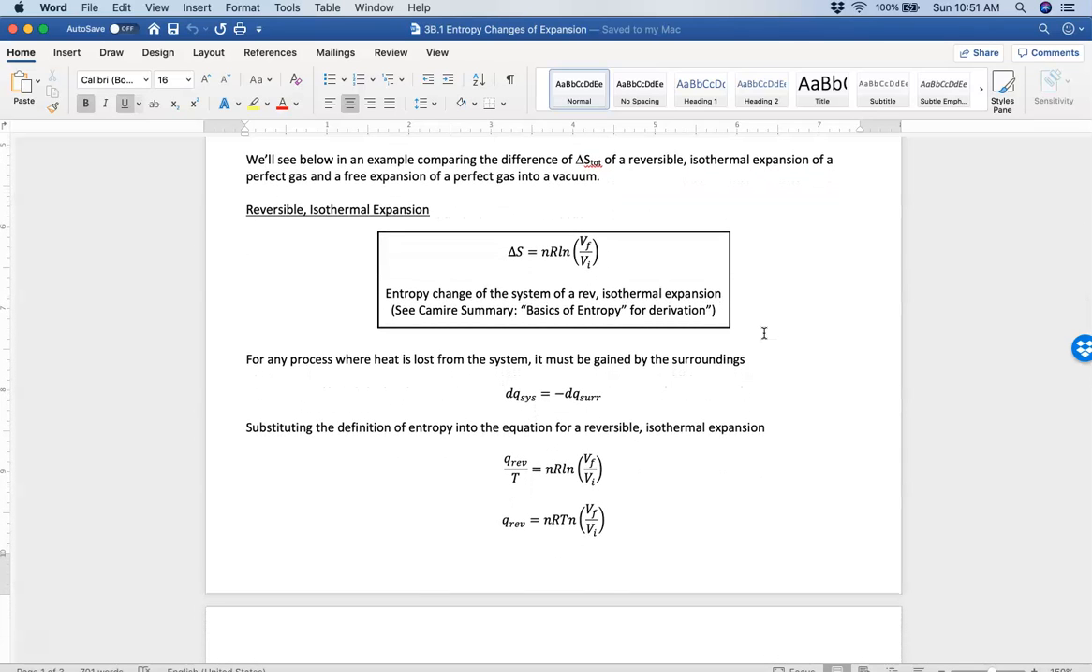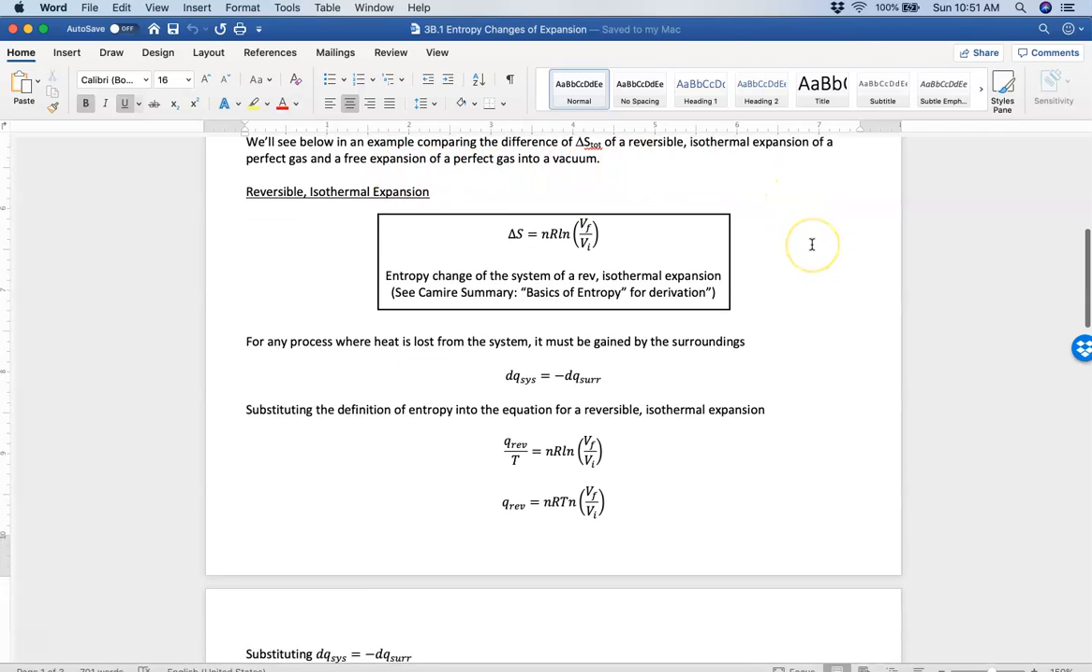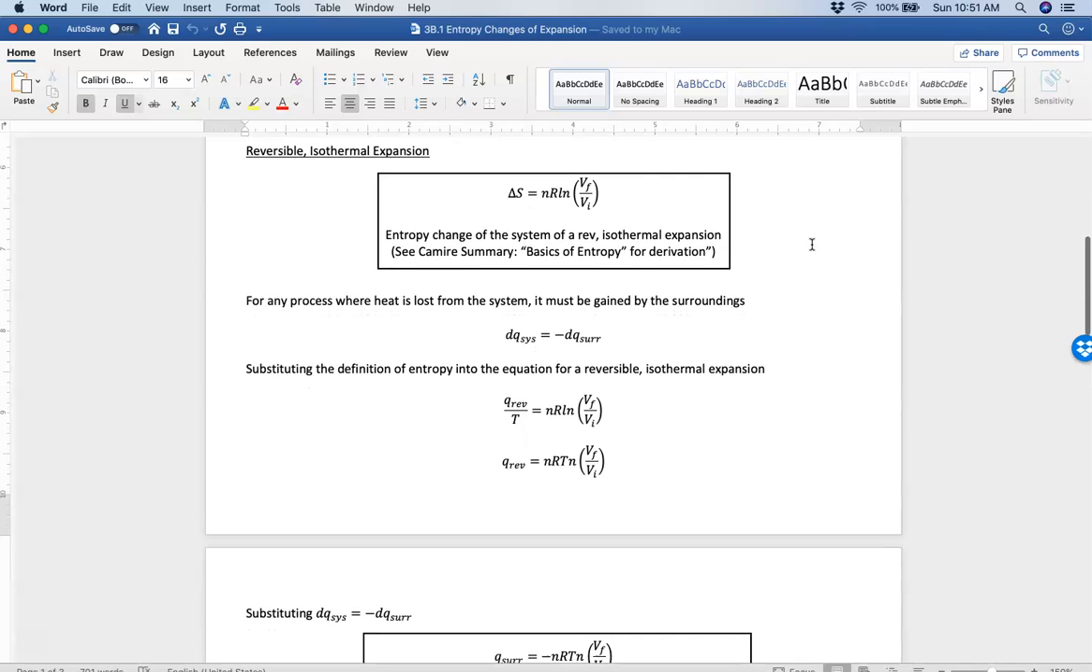So what we're going to do in this video lecture is compare 2 different scenarios. One in which we calculate the change in entropy total of a reversible isothermal expansion. And then we're also going to compare that to the free expansion of a perfect gas into a vacuum. So let's start first with this reversible isothermal expansion. You could think of this as stage 1 of the Carnot cycle.